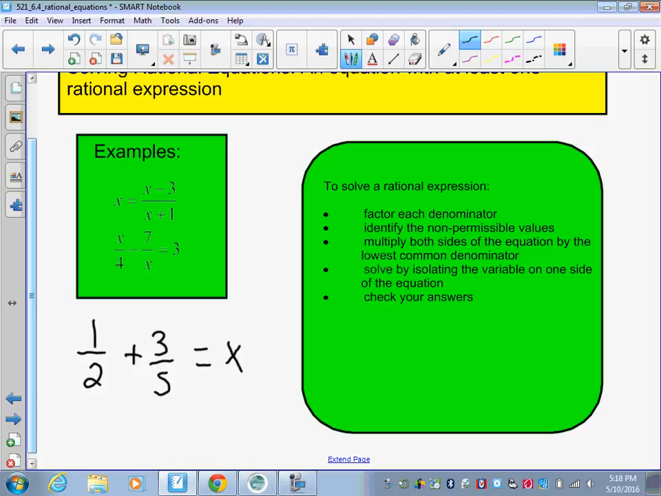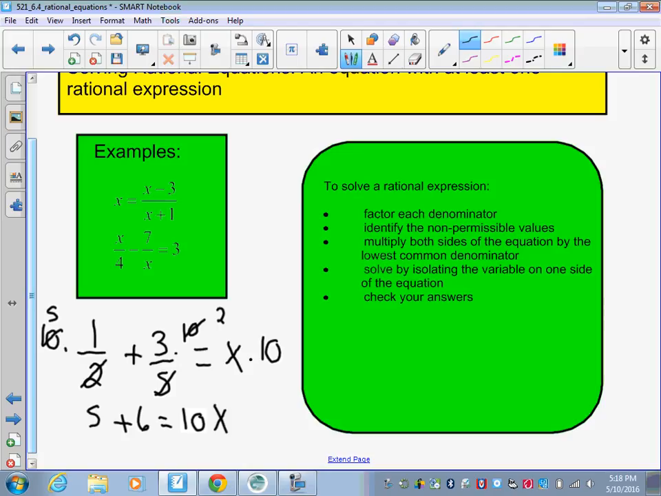To make an equivalent equation, you find the common denominator, which in this case is 10. So we would multiply each piece by 10. When we multiply this piece by 10, you can do some simplifying. 2 fits into 10 5 times, 5 fits into 10 twice. So you'd end up with 5 plus 6 equals 10x. That's an equivalent equation with no more denominators, okay? Or even simpler, you can just find the piece that's missing, which in this case is 5, so then you don't have to worry about simplifying.